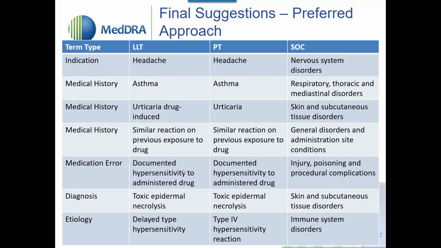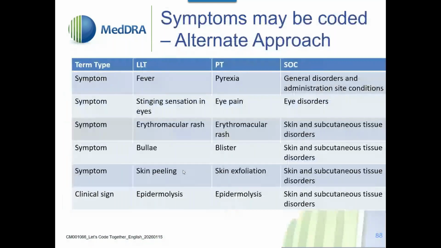So if we apply all of these learning points, we would code the indication, the medical history, all three there, the medication error, the diagnosis, but because this diagnosis can be spontaneous or it can be due to drug, we also want to code the delayed type hypersensitivity. However, it is equally acceptable to code the symptoms. And when you have the case in front of you, you see the dates, the onset dates. It may be that when you look at everything, or it may be that with medical judgment, you decide to code all the symptoms, and it would be perfectly acceptable to code all of these as well.